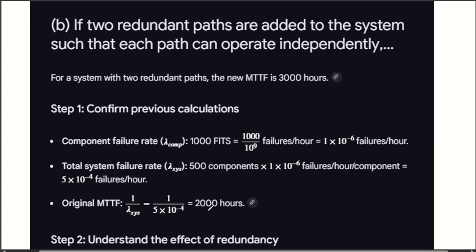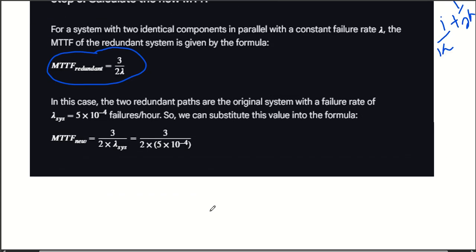Okay, and you can just quickly check. Initially it was 2,000 hours, and adding a redundant part has increased it to around 3,000 hours. So it has increased, right? That just proves the answer as well: increasing the redundant part also increases the reliability. And for the last part, let me add the proof.